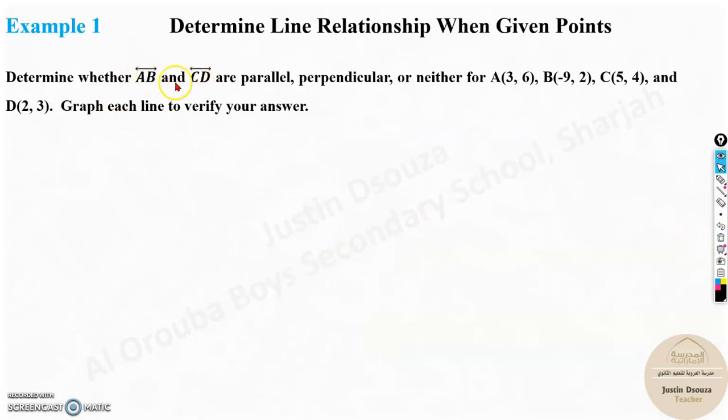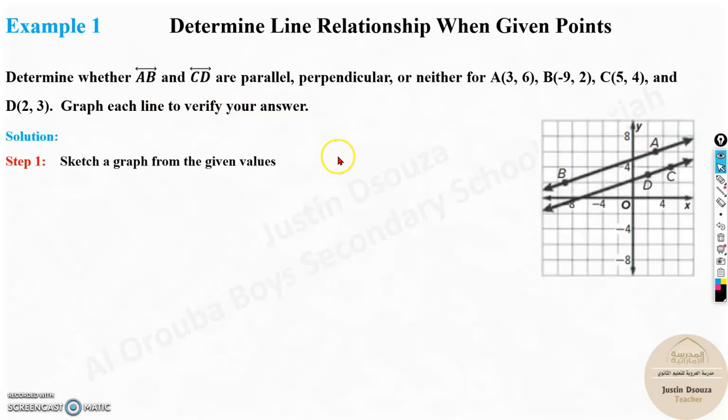Determine whether line AB and line CD are parallel, perpendicular, or neither. The point A is at 3, 6, B is at minus 9, 2, C is at 5, 4, and D is at 2, 3. Graph each line to verify your answer. So first we need to graph. This is the x-axis, the horizontal, and y the vertical. Over here the scale is 2, 4, 6, so 3 is somewhere over here and the 6 is over here, so this is the first point A. B is minus 9 over here and 2 is over here.